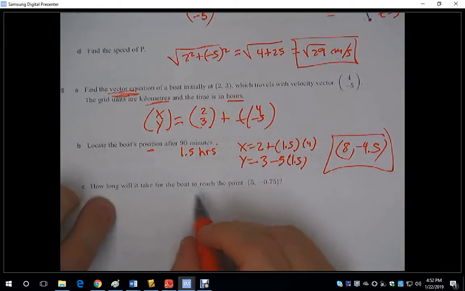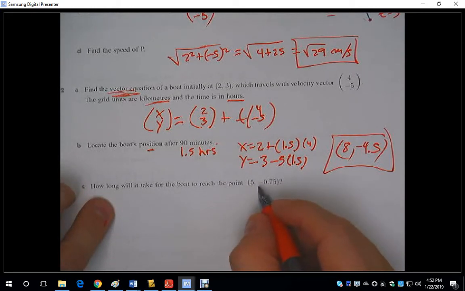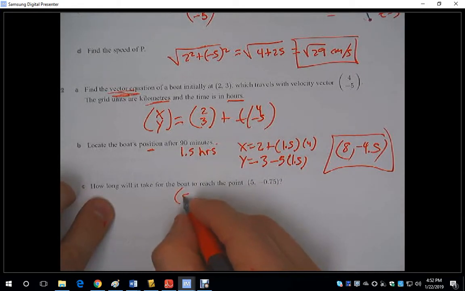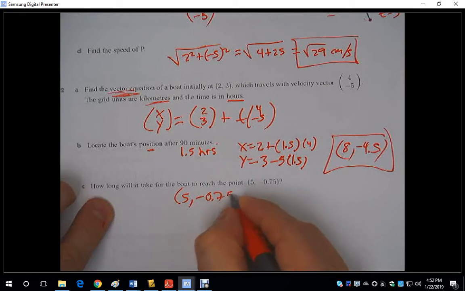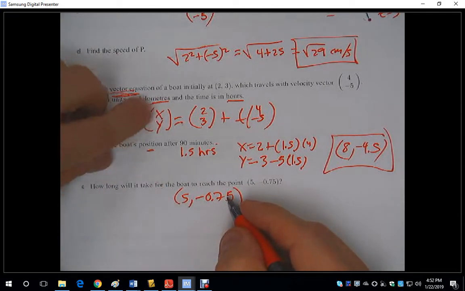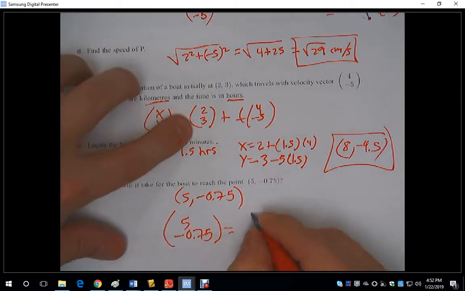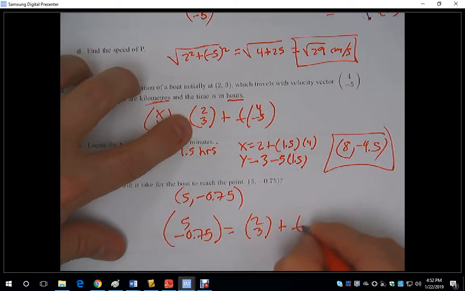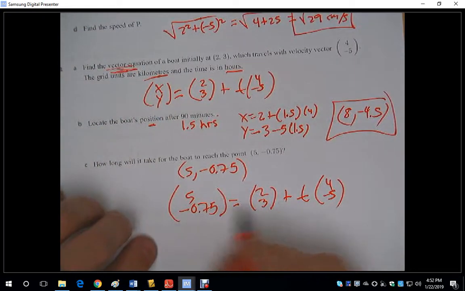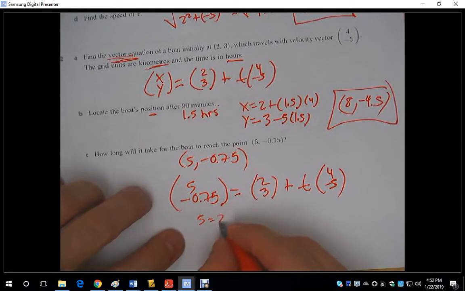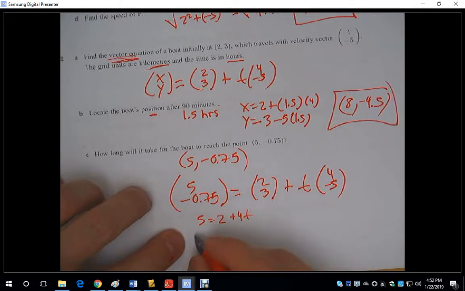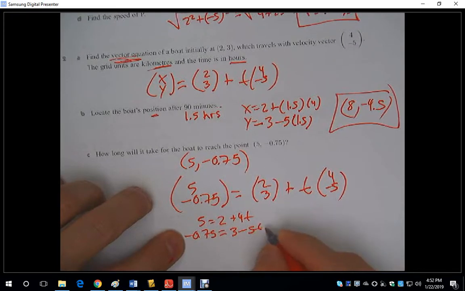How long will it take for the boat to reach the point (5, -0.75)? Well, let's take that point and plug it into our vector equation. So I have (5, -0.75) equals (2, 3) plus t times (4, -5). Now I have two parametric equations: 5 equals 2 plus 4t, and -0.75 equals 3 minus 5t.